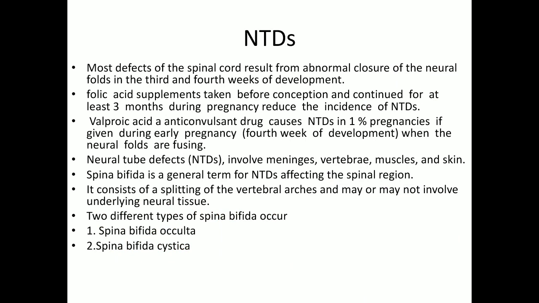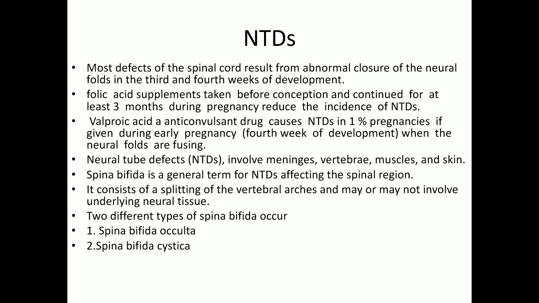Now we come to the neural tube defects. These are defects of the spinal cord resulting from abnormal closure of the neural folds. We know that closure of the neural folds occurs around the 3rd to 4th week of development. Closure in the middle starts in the 3rd week, and the anterior and posterior neuropores close in the 4th week. If there is abnormal closure of these neural folds, that will lead to the development of neural tube defects.